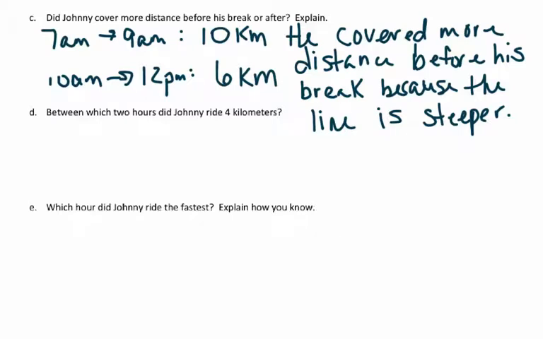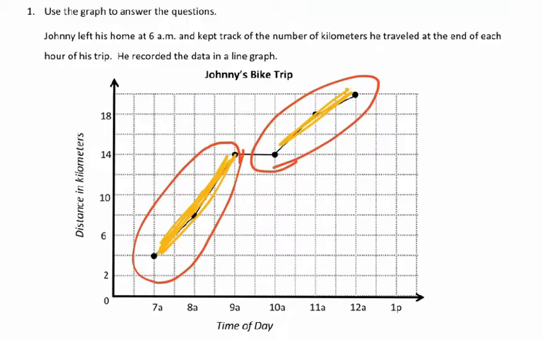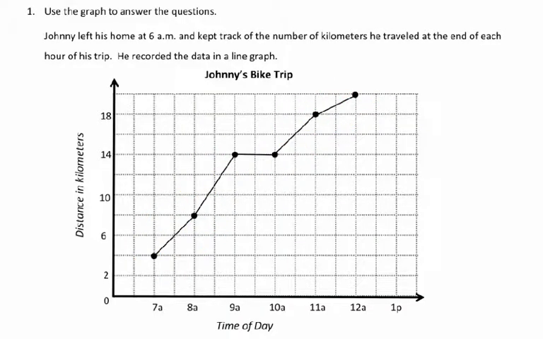So part D says, between which 2 hours did Johnny ride 4 kilometers? So we'll go back to the graph. So if we look at our graph, we notice that between 7 a.m. and 8 a.m. we go from 4 kilometers to 8 kilometers. So that's he rode 4 kilometers there.